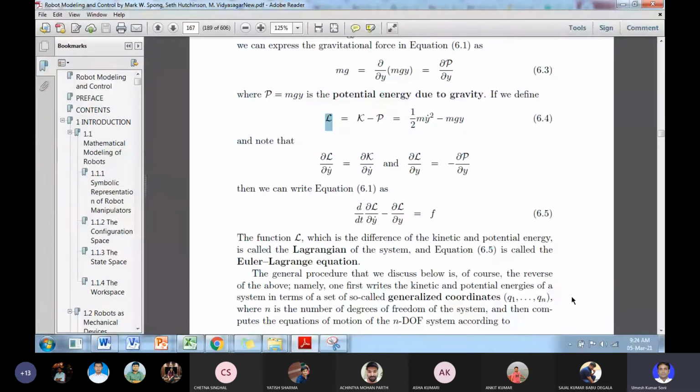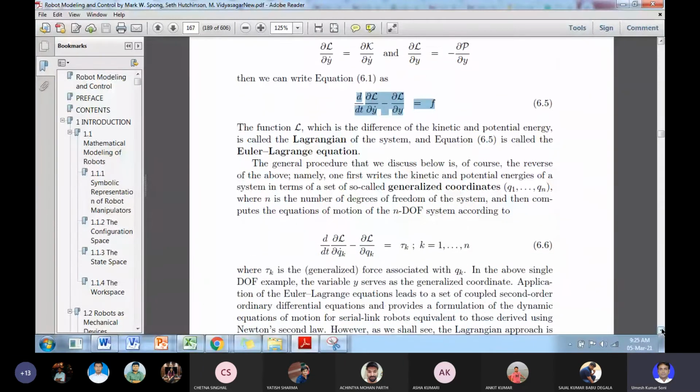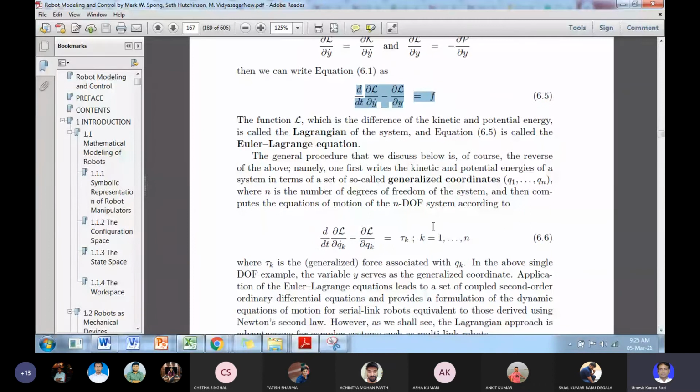You have studied about how to define the Lagrange. So L is the Lagrangian. This term is the Lagrangian, and this complete equation is defined as the Euler-Lagrange equation. Suppose n degrees of freedom are there, n joints are there, then k varies from 1 to n.